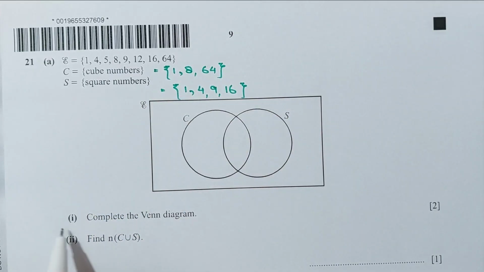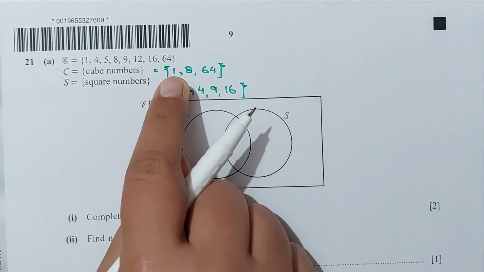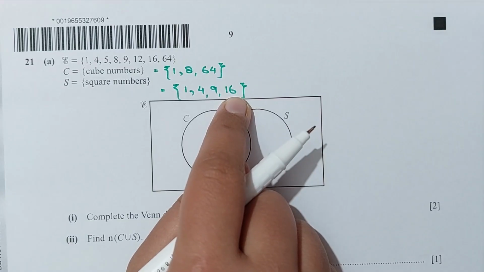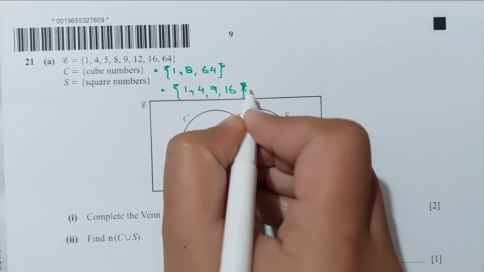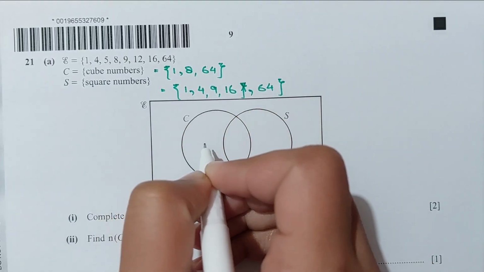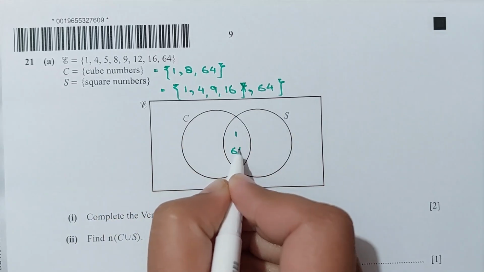Number 1, complete the Venn diagram. S and C, and S intersection C. 1, 8, 64, 1, 4, 9 and 16. Sorry, 8 squared is also 64. Yeah, 64 is also a square number. So in the intersection, 1 is common and 64 is common.